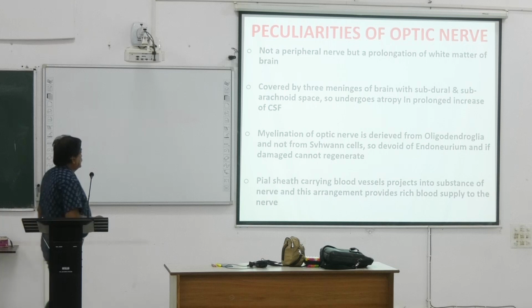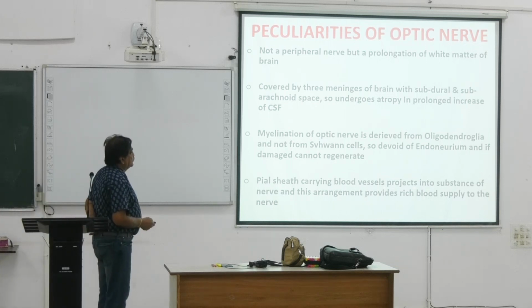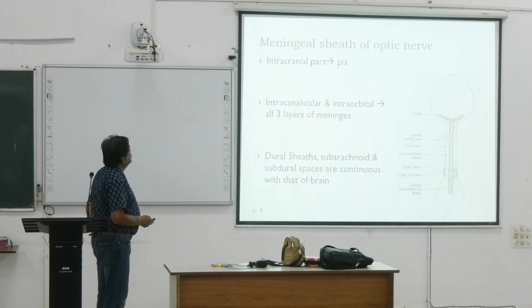The pial sheath carrying blood vessels projects into the substance of the nerve, and this arrangement provides a rich blood supply to the nerve.